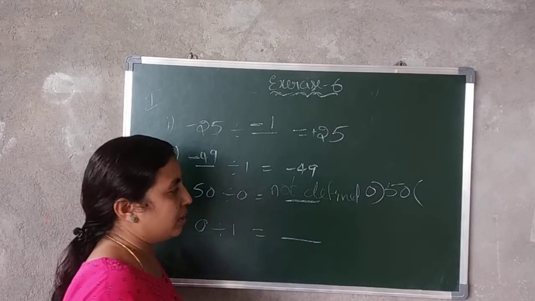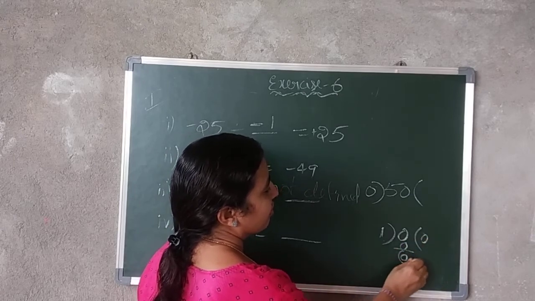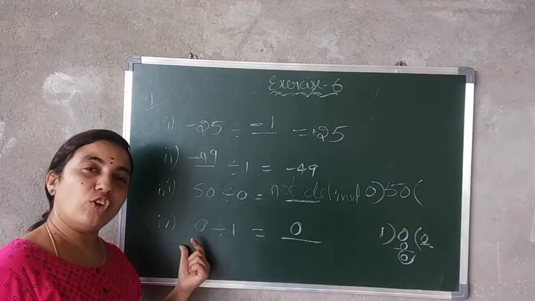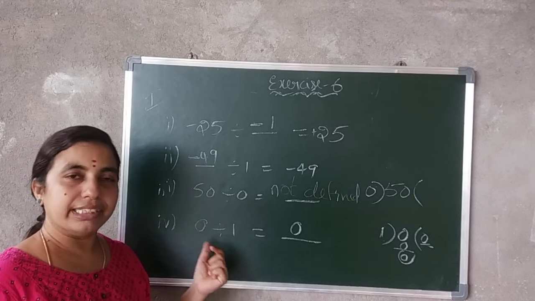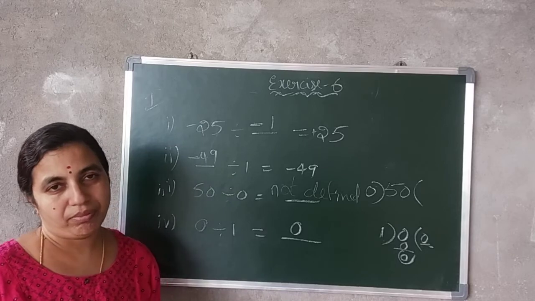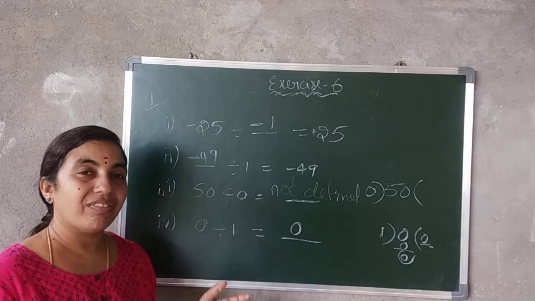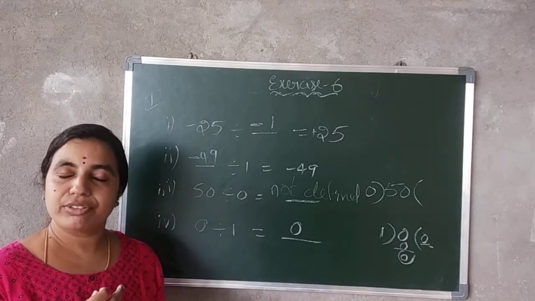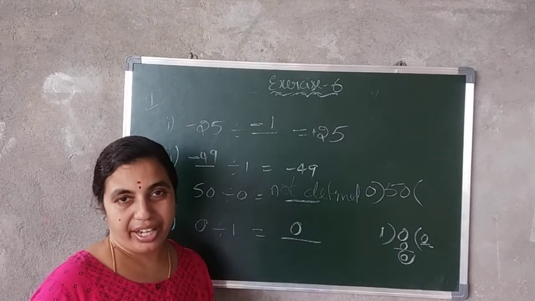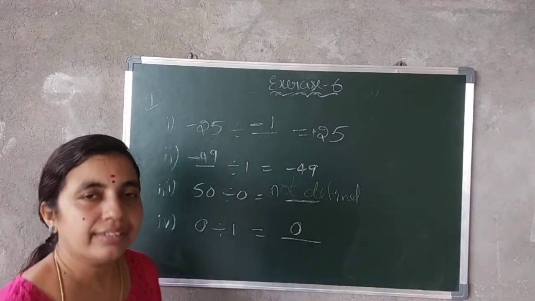Okay. 0 divided by 1. This is very easy. 1 0 0. So what is the answer? 0. That means 0 can be divided by any number, and when you divide 0 by any number, you will get 0 only. The answer is always 0. But when you divide a number by 0, it is not at all possible. So what you have to write is: it is not defined. So this is exercise 6.